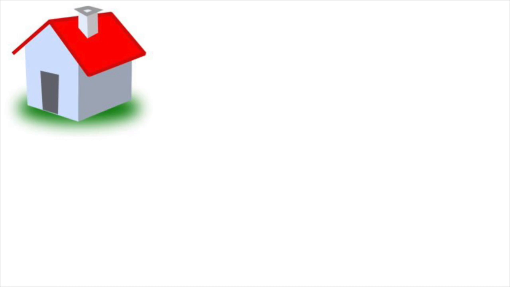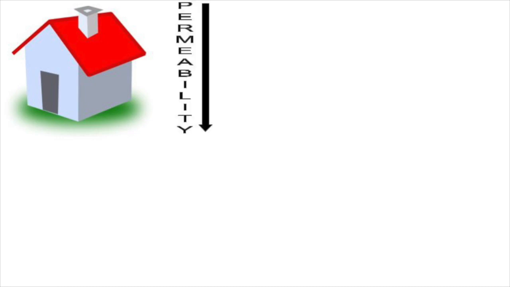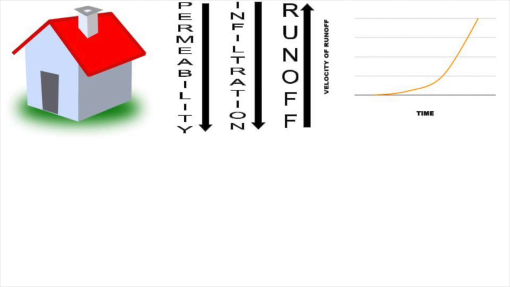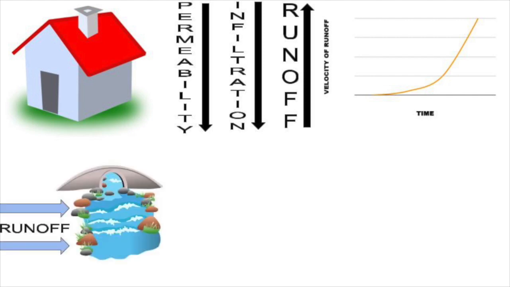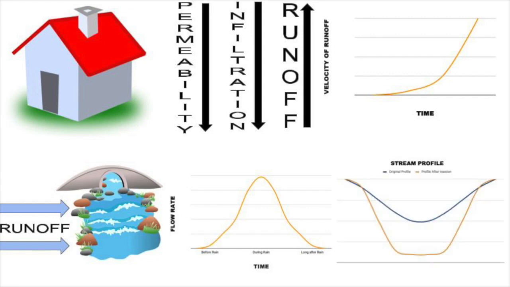Urbanization has caused a major loss of permeable surfaces. This decrease in permeability causes a decrease in infiltration and an increase in runoff. As runoff water makes its way towards streams, it picks up more and more speed, so that as the runoff water enters the stream, it causes an abrupt increase in the peak flow rate. The increase in peak flow rate causes bank erosion and stream incision.